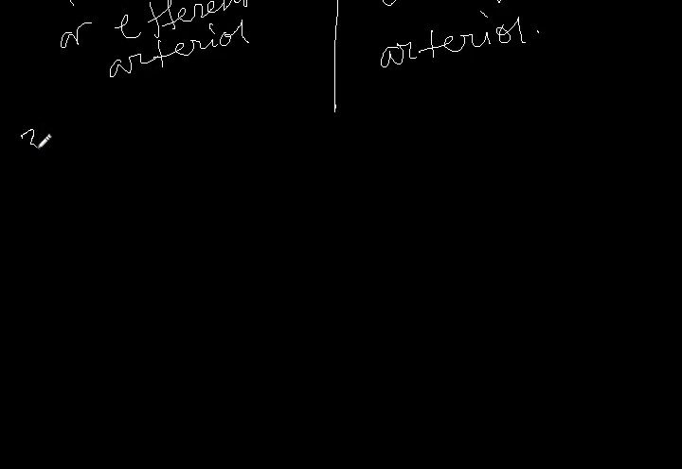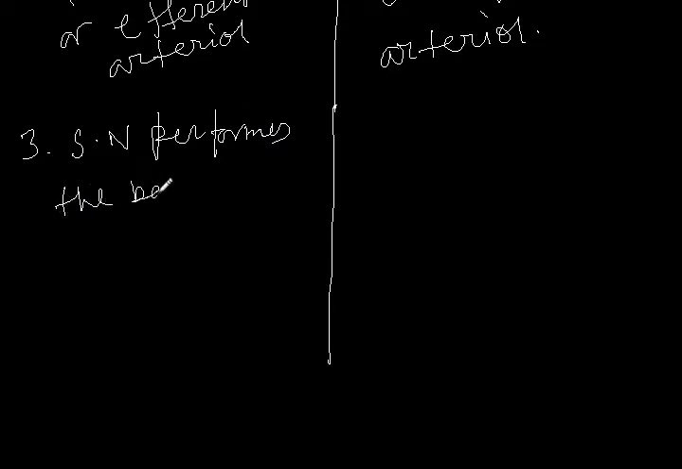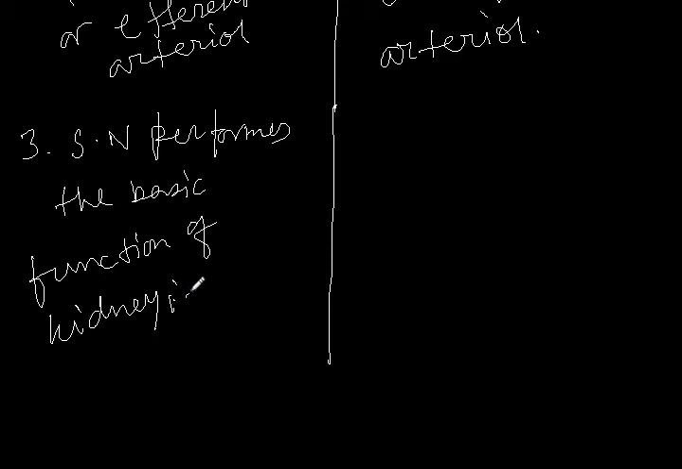The next important difference is the functional difference. The superficial nephron performs the basic function of the kidney, that is urine formation by ultrafiltration. But the function of the juxtaglomerular nephron is somewhat different. The juxtaglomerular nephron, alternatively known as the stress nephron, gets activated during stress conditions.